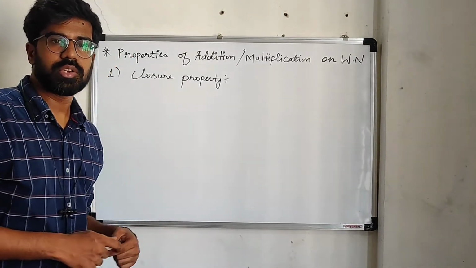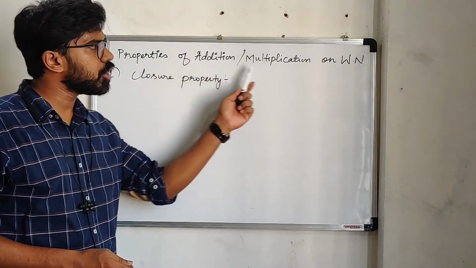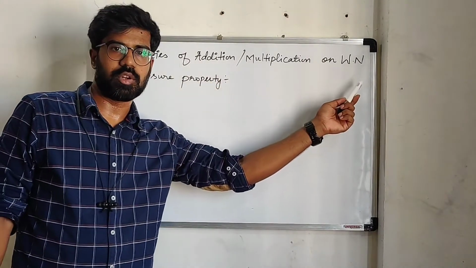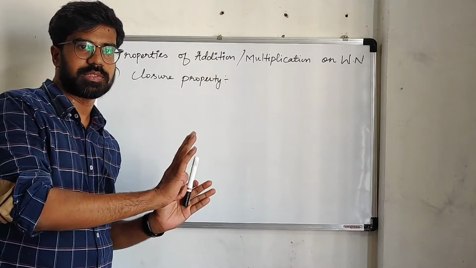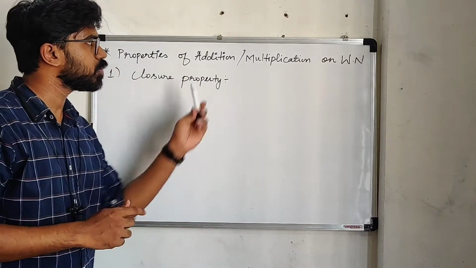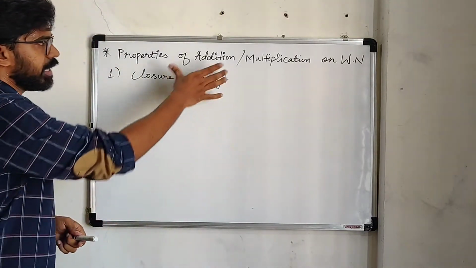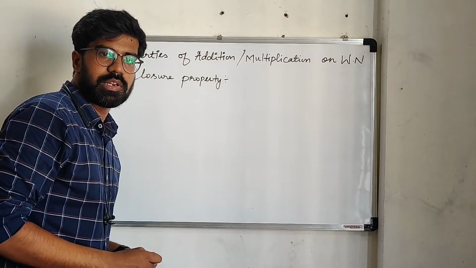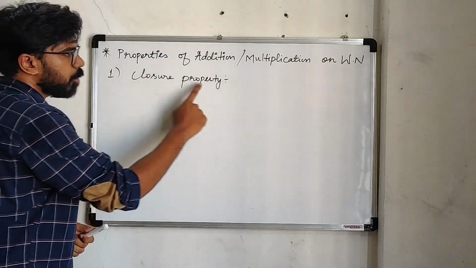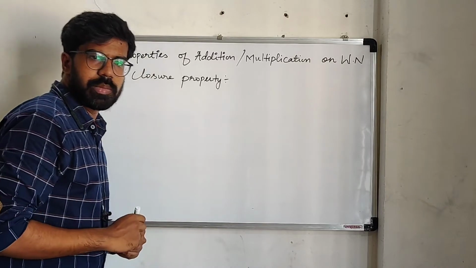Alright, so now we are going to look at the properties of addition and multiplication on whole numbers. Now you know what whole numbers are, which start from 0. So look at the properties: what if you add or multiply them. They are separate properties, but we will look at them together. First property is called closure property. What do you mean by closure property?